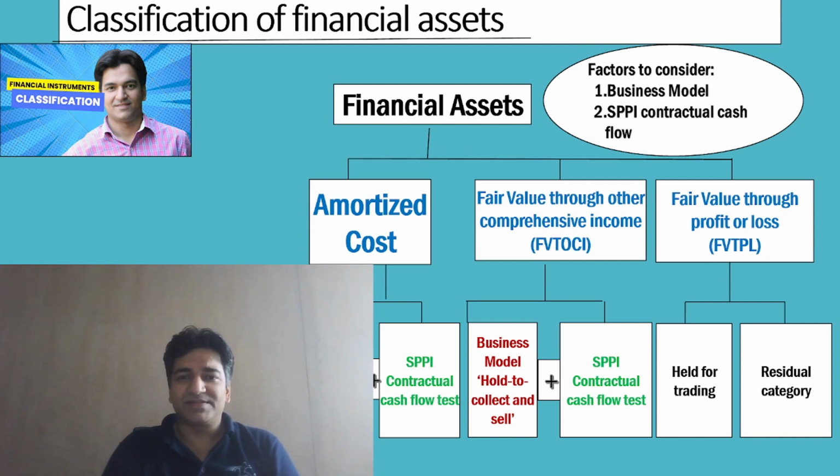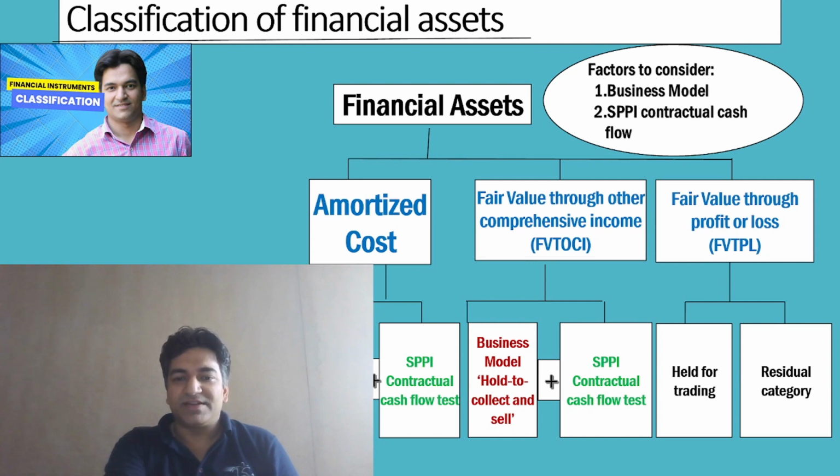There are two factors which need to be considered. One is the business model and the second is the SPPI contractual cash flows. SPPI means solely payments of principal and interest. So if the business model is to hold to collect the contractual cash flows, that is SPPI, then the financial asset will be classified as amortized cost.